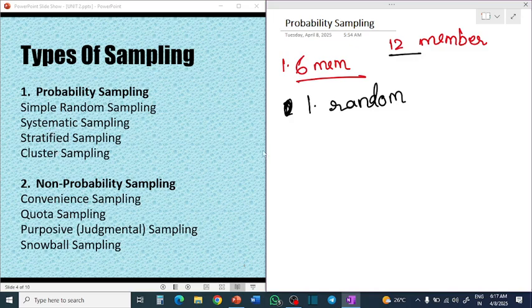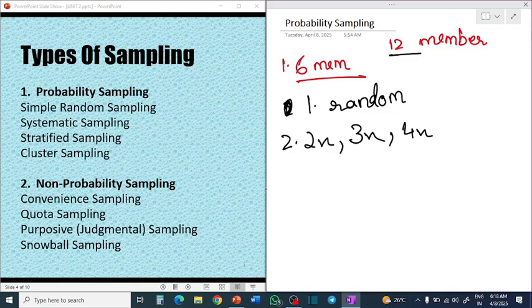Now in systematic sampling, what you can do? Out of the 12 members, maybe you will select every member who is an even number. So you will not select the first member, you will select the second member. You will not select the third member, you will select the fourth member. Like this, you can also select members who are in multiples of 3. So 3, 6, 9, 12, you will select like this, or multiples of 4. I hope you have understood that systematic random sampling or systematic sampling.